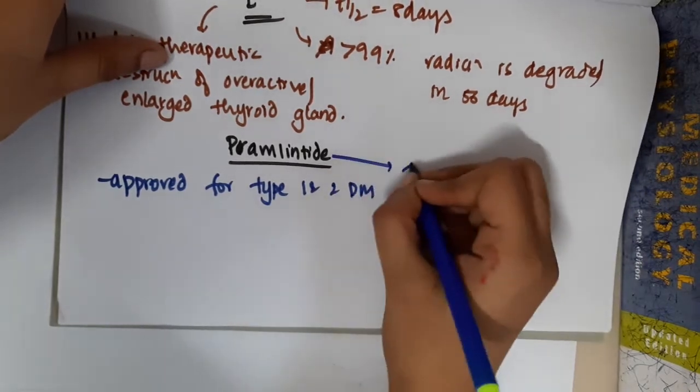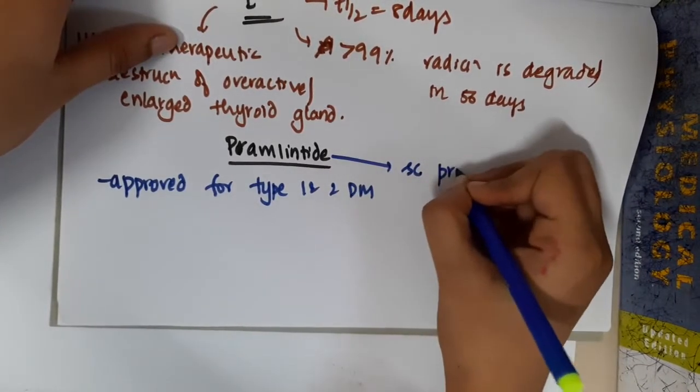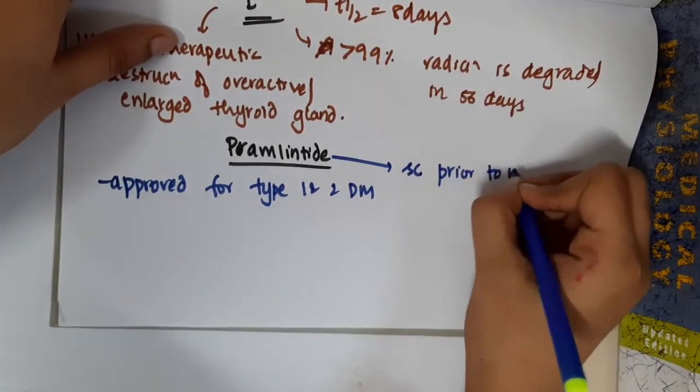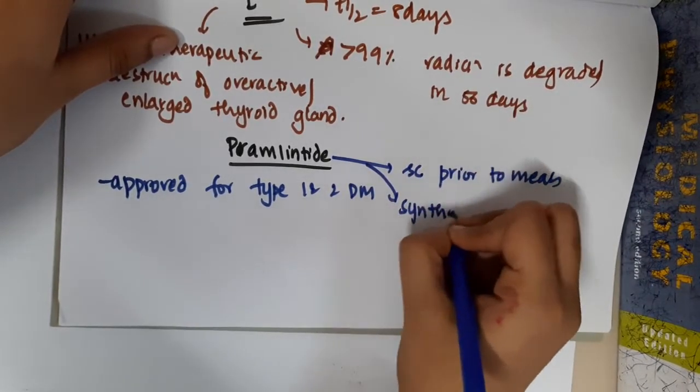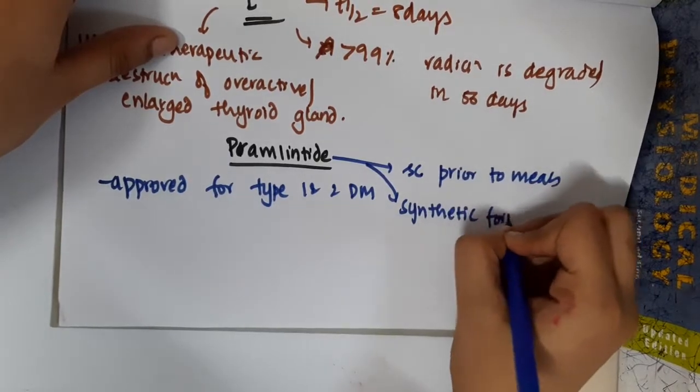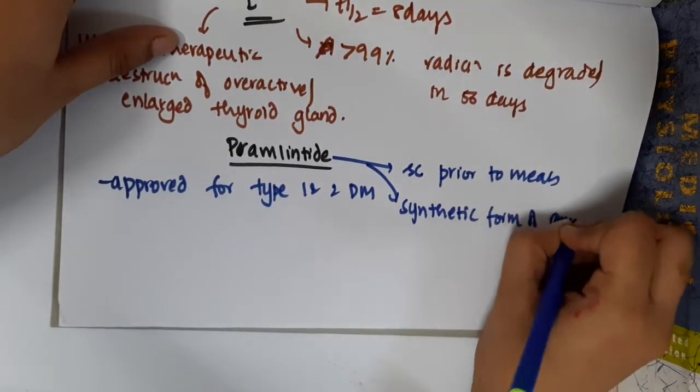It is used as subcutaneous injections prior to meals. It is a synthetic form of amylin.